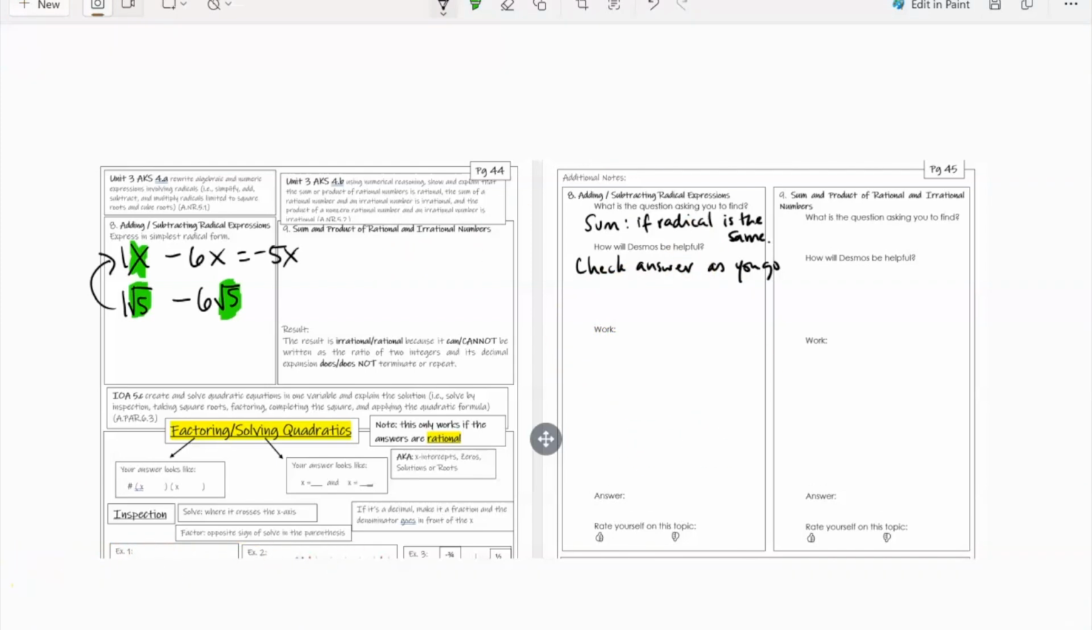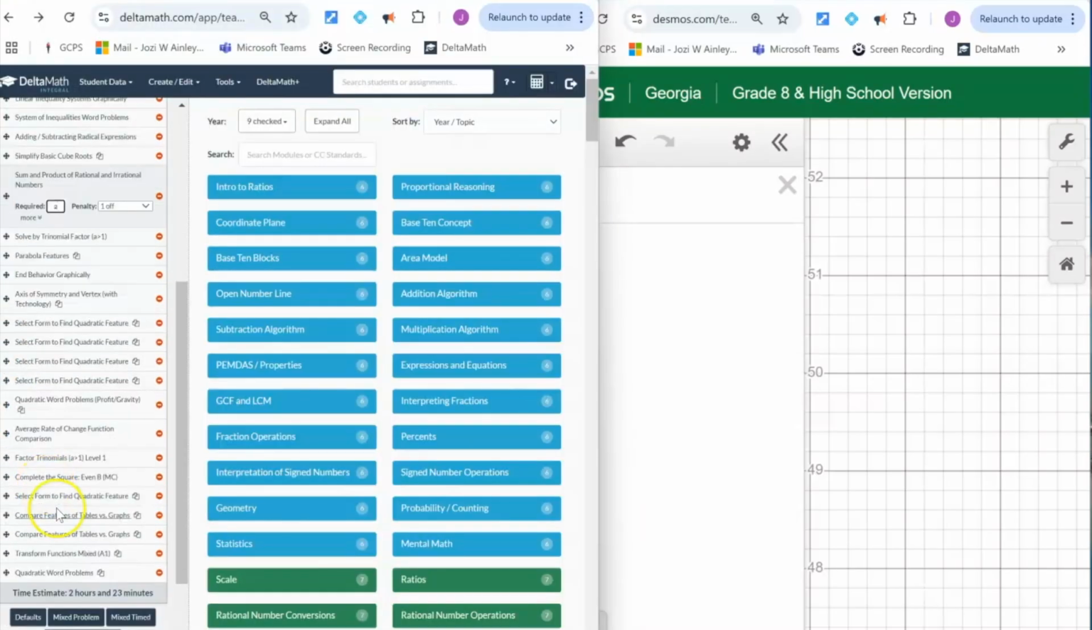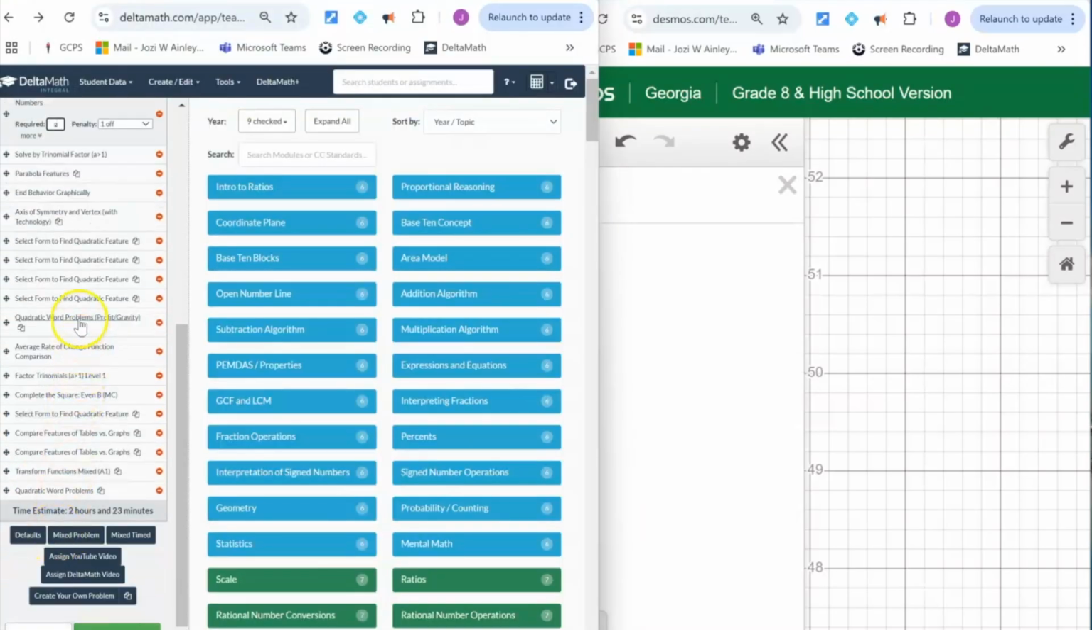All right, let's practice. We'll take a look at Unit 3, AKS 4A. We're rewriting algebraic and numeric expressions involving radicals, i.e. simplifying, adding, subtracting, and multiplying radicals limited to square roots and cube roots. So today we're looking at how to simplify basic cube roots. That's the one we're looking at today. Looks like I need to go find a question.